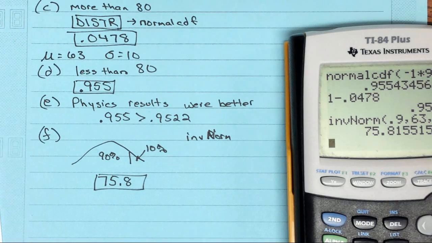So actually, if you got a 75.8 or higher on that test, they labeled you as an A. Wow, that's top 10%.